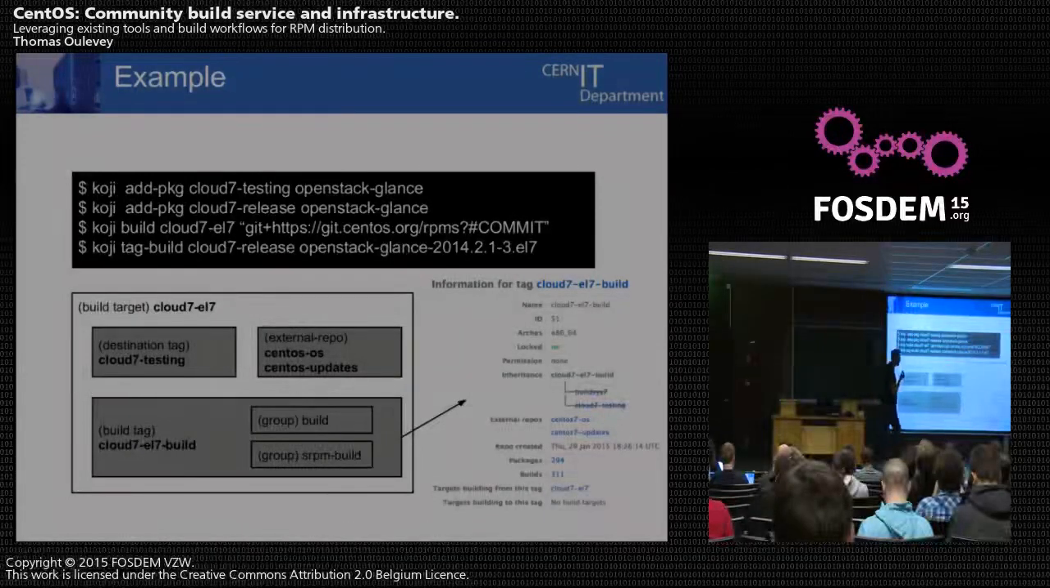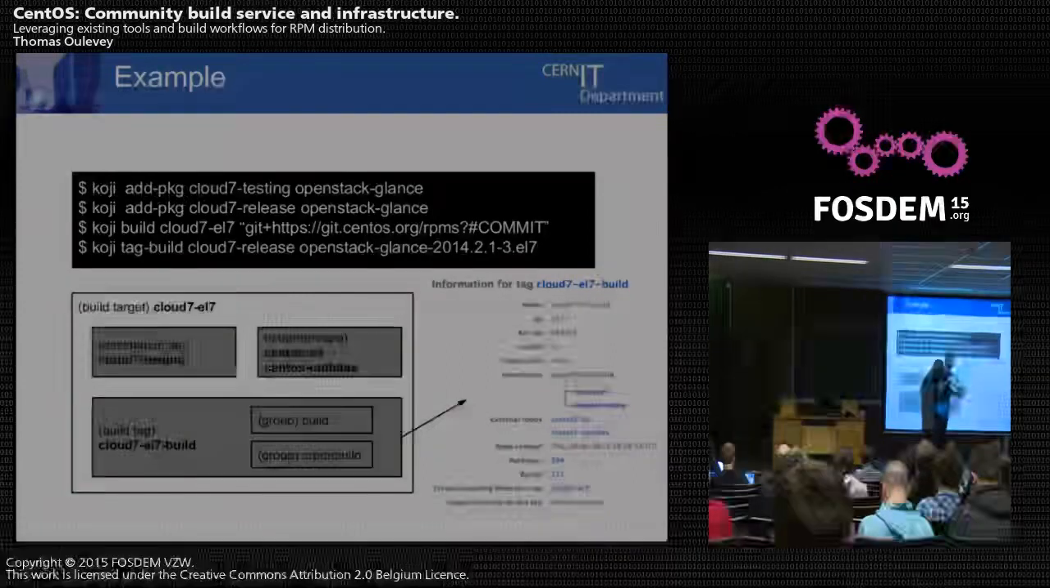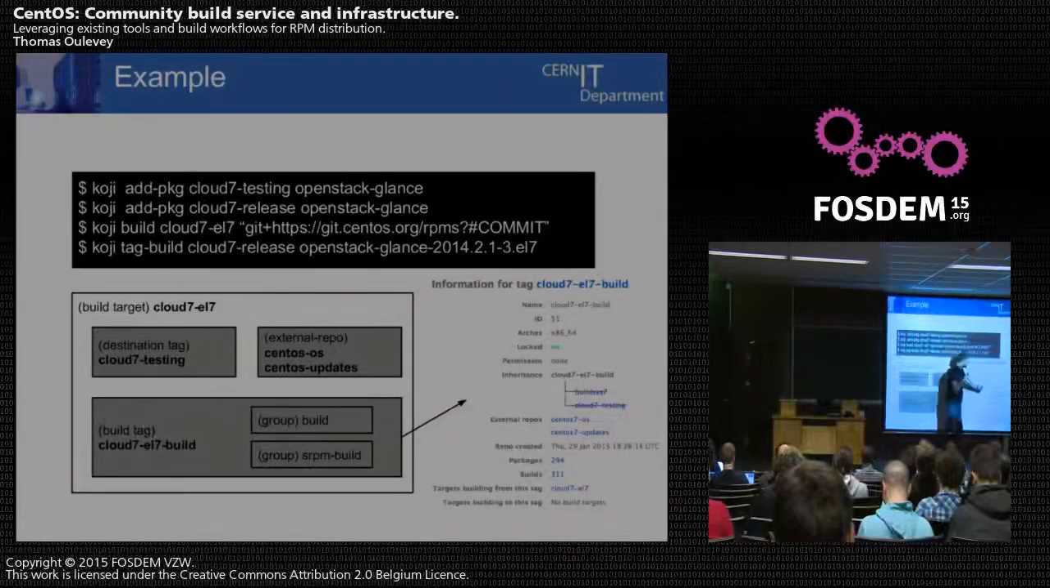When you have a build tag in Koji, you can see all the details. You have the number of packages associated with this tag, the number of builds, and you can see all the external repos and inheritance. We do some inheritance on the testing tag to allow chain building. So if you want to build packages that depend on each other, you won't have to do anything. It will be done for you by Kojira, as I mentioned before.